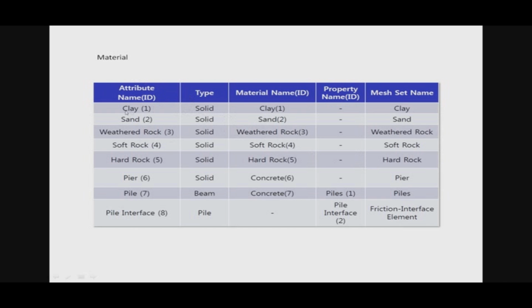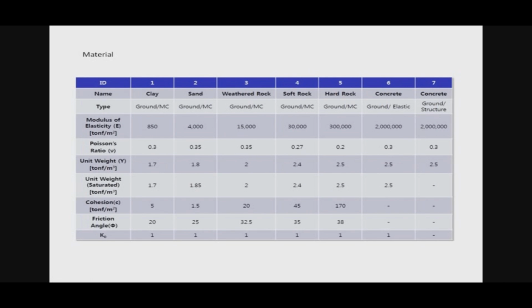You can see that I have a clay type of attribute which has an element type as solid, and I have defined the material properties of clay to it. And this is the list of all the materials that I have defined. It sums up the modulus of elasticity, the Poisson's ratio, the unit weight for saturated, the cohesion, and the friction angle. So here is the material list for clay, sand, weathered rock, soft rock, hard rock, concrete, and the concrete for the pile.